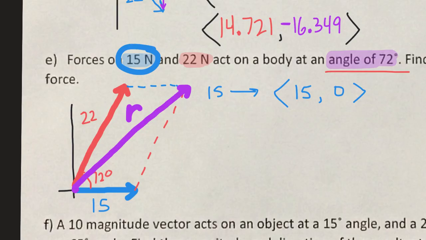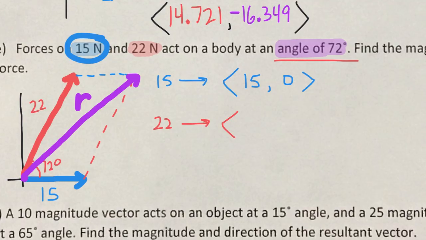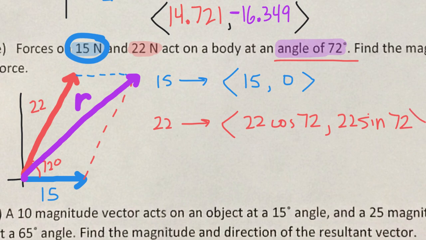So our 15 Newton force becomes the components vector 15, 0. We did that on purpose. Now the 22, this one we're going to have to change using trig because it's acting at a 72-degree angle. So what we did before is you take your magnitude and multiply it by the cosine of the angle, and that will give us our x component. And we do 22 times the sine of 72, and that will give us our y component.